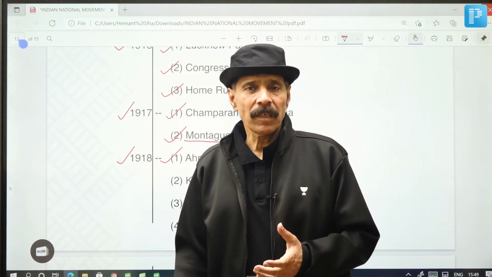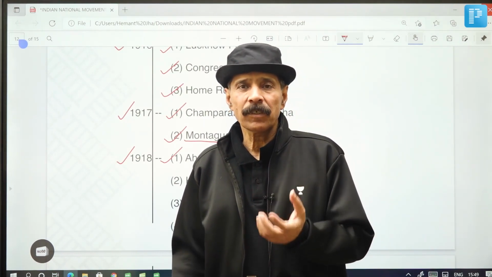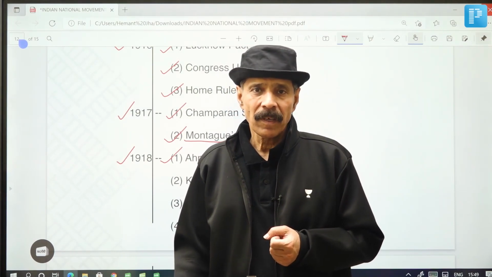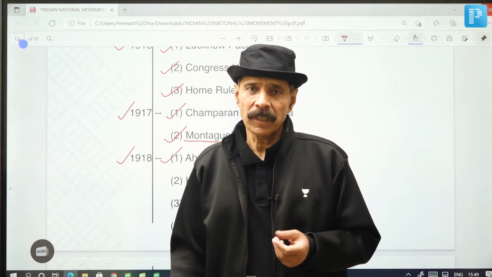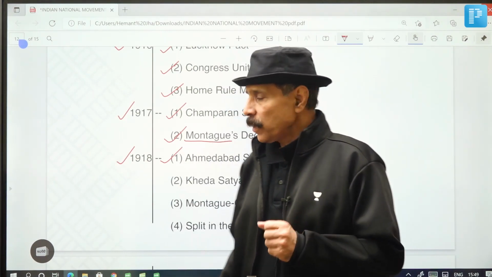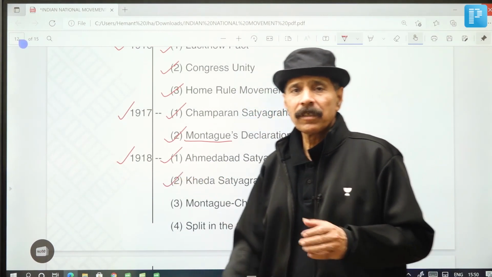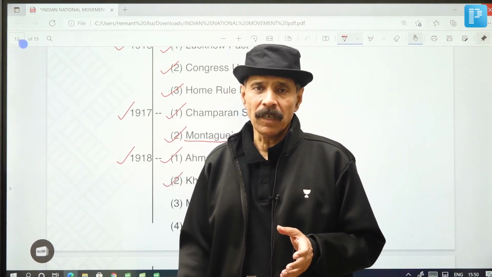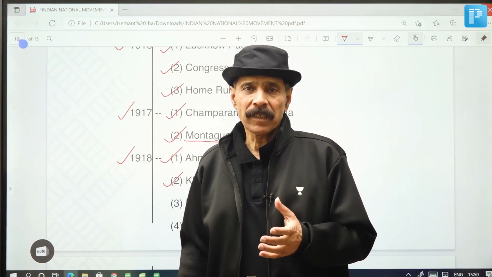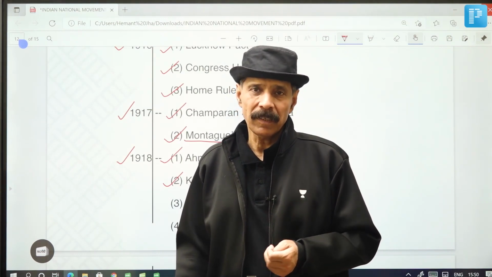And here Mahatma Gandhi organized his first hunger strike in India. And this Satyagraha was also a successful Satyagraha. Next one is Kheda Satyagraha. This was the third Satyagraha of Mahatma Gandhi in India. This was at a place Kheda in Gujarat, and this was for the peasants. And this too was successful.